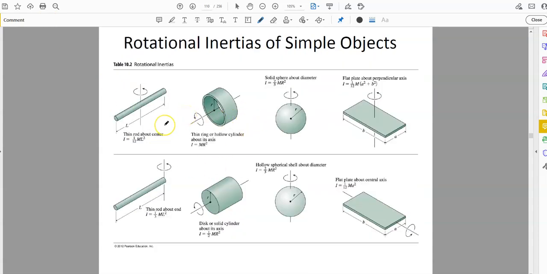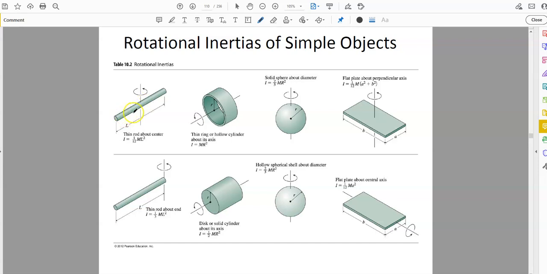So a lot of different objects, you're going to be dealing mostly with objects like a rod being spun about its center of mass, a rod being spun about one of its edges, a hula hoop or a hollow cylinder or a solid cylinder, a solid sphere just like we just did with the bowling ball, or a hollow spherical shell kind of like a basketball, right? And all of these objects have their own different moments of inertia based on their integrals and distribution of mass.